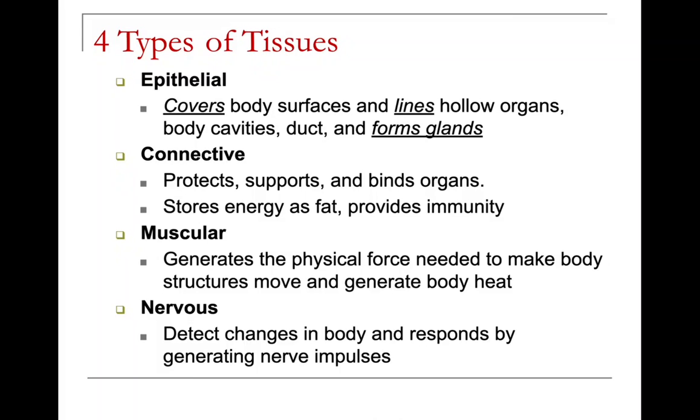So there's four main types of tissues that we have in the body. Epithelial tissues are going to cover surfaces. They'll also form linings on hollow organs and body cavities, so inside your heart, inside your lungs. They'll form ducts and then also form glands.